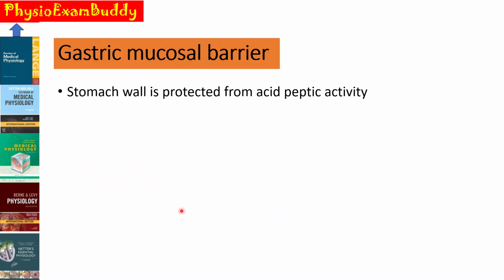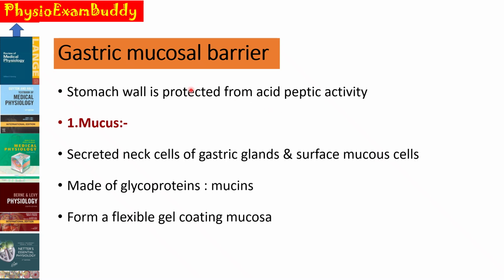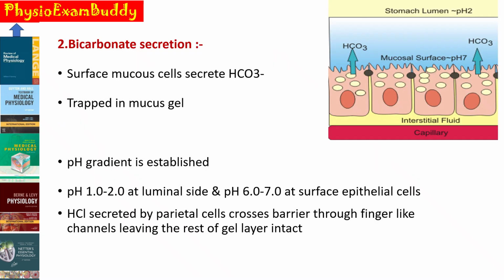The most important thing you have to explain when the cause is asked for peptic ulcer is the gastric mucosal barrier. Our stomach wall is protected from the acid as well as peptic activity by this gastric mucosal barrier. The main component of the gastric mucosal barrier is the mucus, which is secreted by the neck cells of the gastric glands as well as from the surface mucosal cells, and it is made up of glycoproteins, particularly mucins, and they form a flexible gel coating of the mucosa.